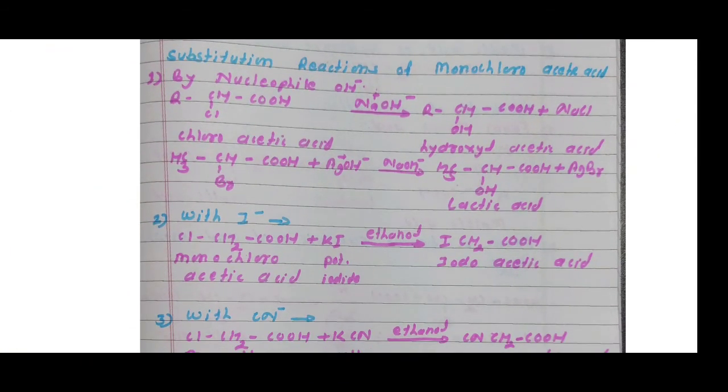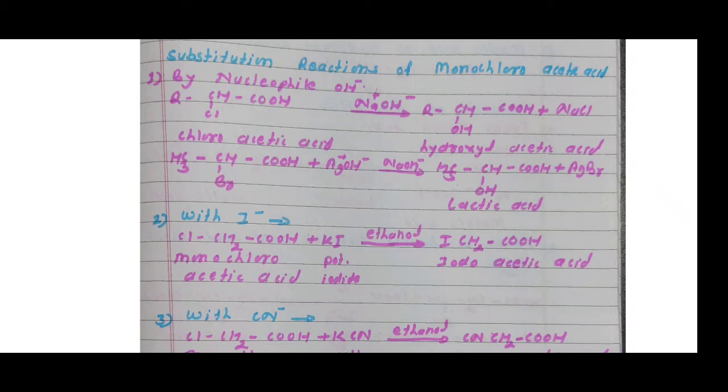First is the reaction by nucleophile OH minus. Substitution means one atom is replaced by another atom. This reaction is called substitution. Therefore, in case of monochloroacetic acid, the chlorine atom is replaced by another group. First, chlorine is replaced by OH, that is by nucleophile OH minus.